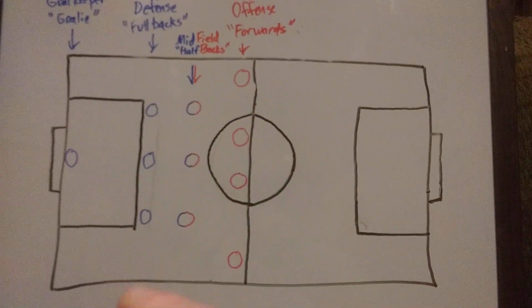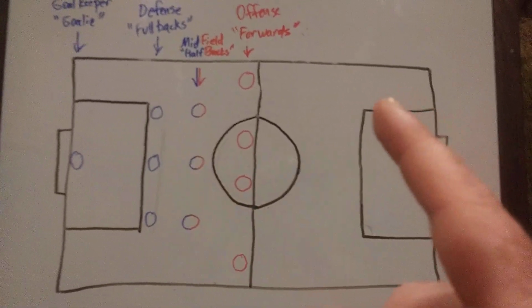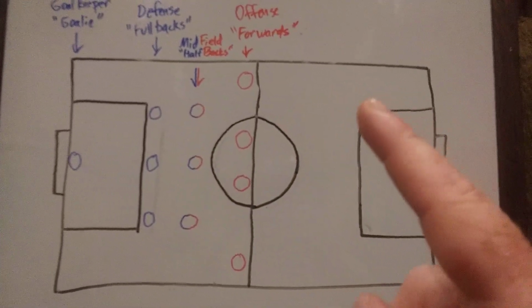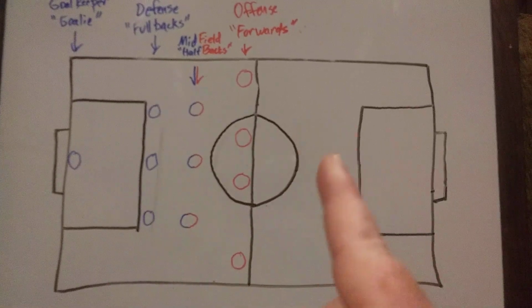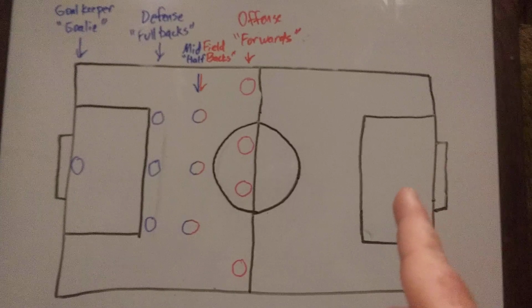Now, with the forwards, even when the ball is on this end of the field, you are going to stay down here. So if we turn the ball and it goes back across here, we've got somebody to play towards the goal.